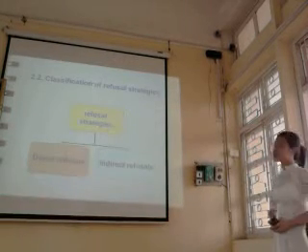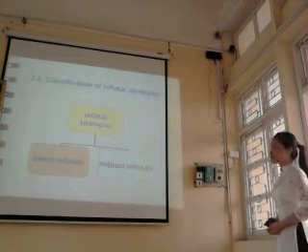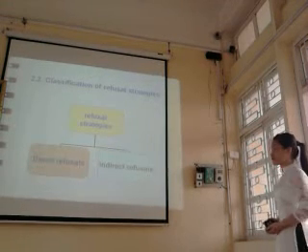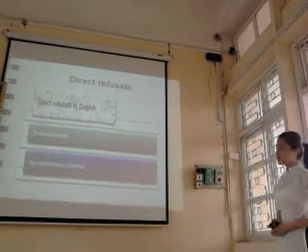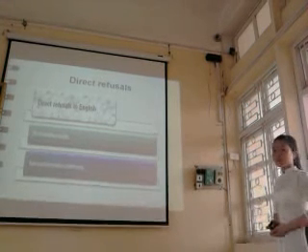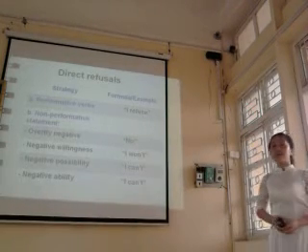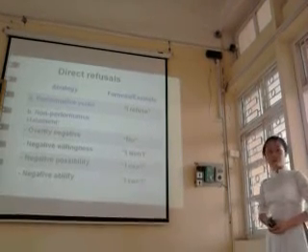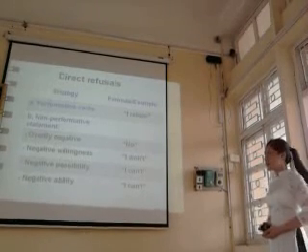About the classification of refusal strategies, it is divided into two groups, direct and indirect refusal. Direct refusal includes performative words and non-performative statements. For example, in performative words, you just tell directly, I refuse, or you can use expressions like no, I won't, I can't.